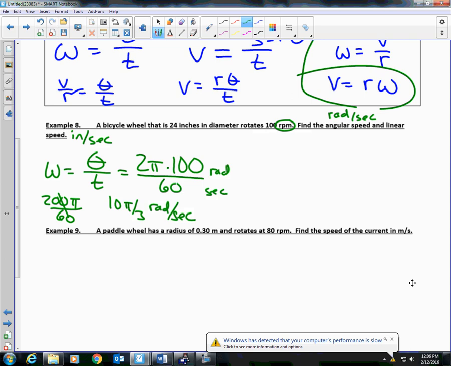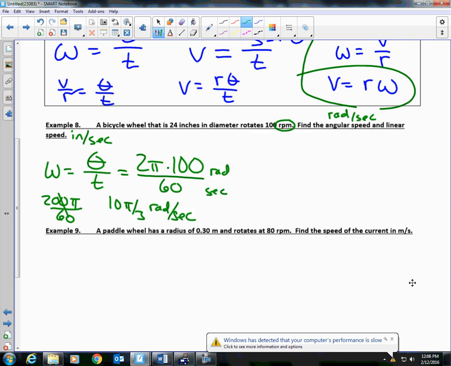So this is angular speed. That's slow. That's fast. That's all it's talking about. So really the idea is, how fast do I complete one rotation.